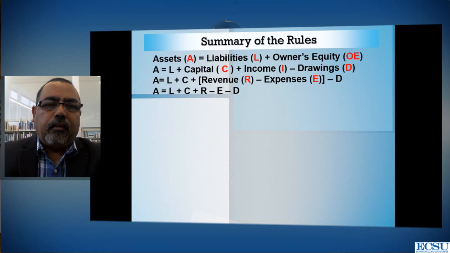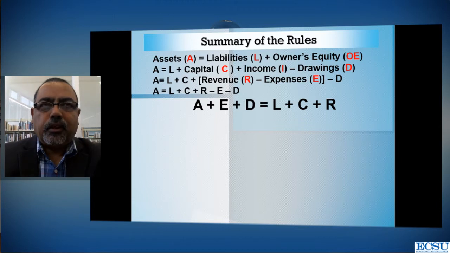And then when we bring the minus side to the left hand side, that is the expense and the drawings account, we will get a final accounting equation for the purpose of rules of debit and credit: asset plus expense plus drawing is equal to liability plus capital plus revenue. Now the rule is, if there is an increase on the left hand side, that should be debit, and if there is a decrease, it should be credit.